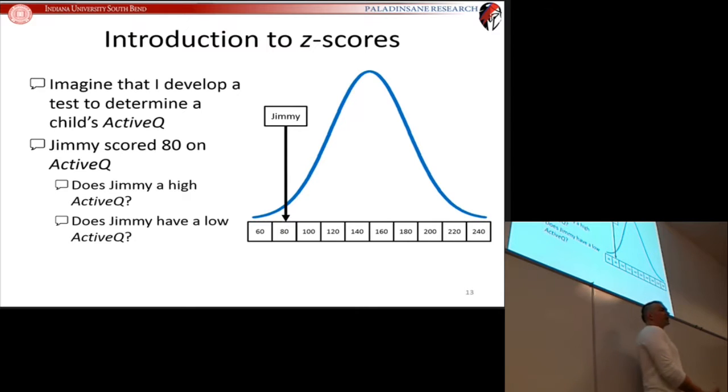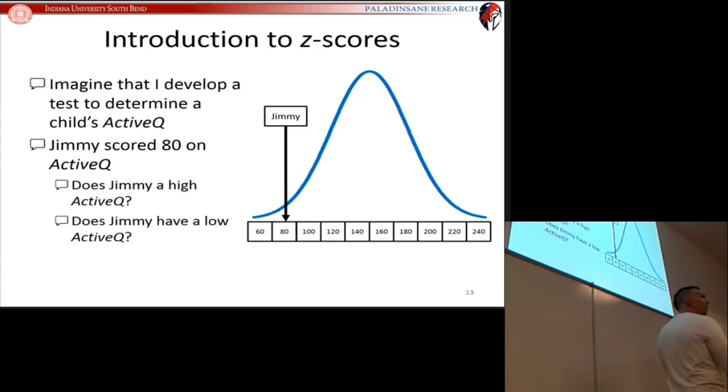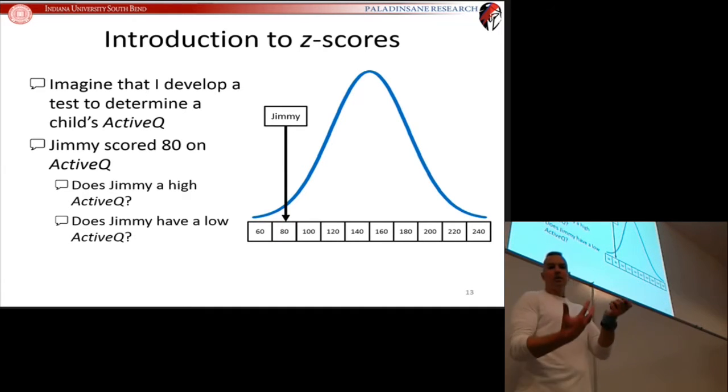Number two, we probably want to talk to the parents and wonder why they're misperceiving their son's behavior so dramatically. And maybe they're the ones that need to talk to a professional. But regardless, this same score of 80 means a very low level of activity if this is the frequency distribution of the population for active Q scores. So that's his active Q.